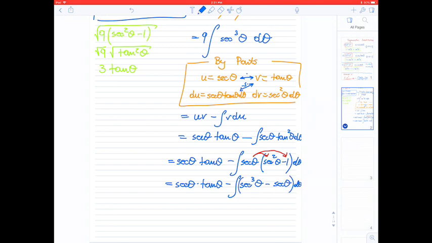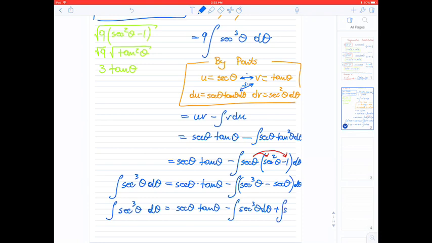Okay, I do see secant cubed, and what I'm doing is solving the integral of secant cubed theta d theta. Let me create an equation. The integral of secant cubed theta d theta equals secant tangent minus the integral of secant cubed theta, and minus and minus, negative and negative, will be positive, the integral of secant theta d theta.